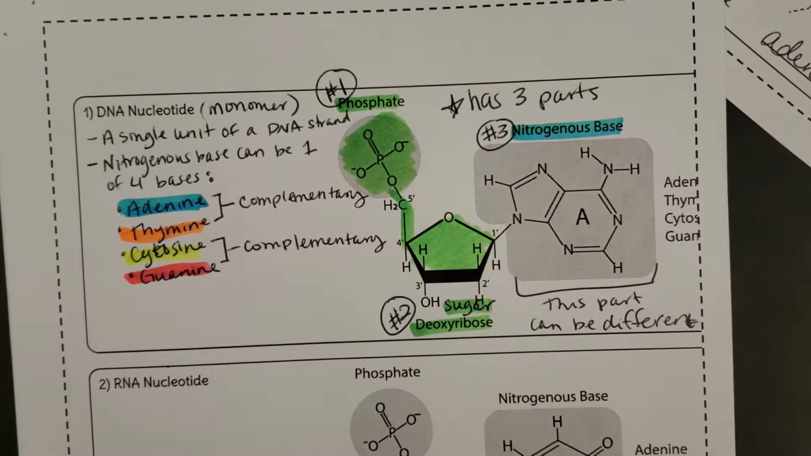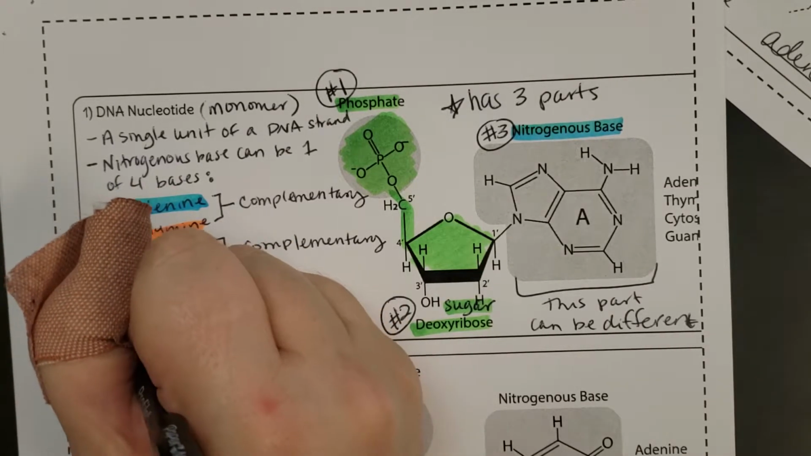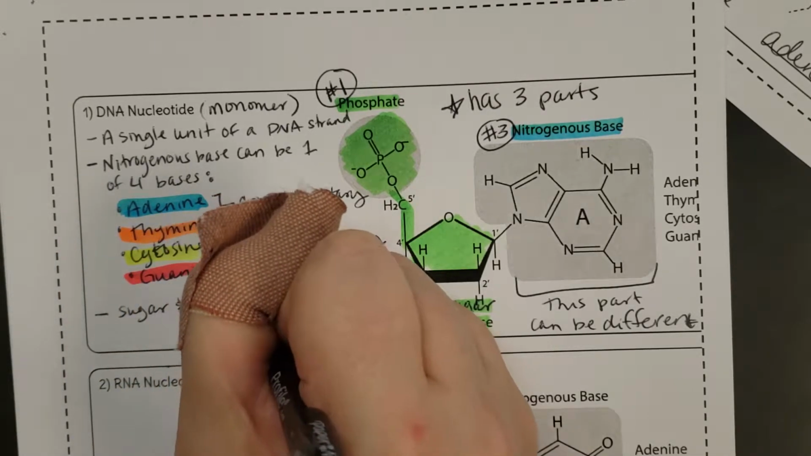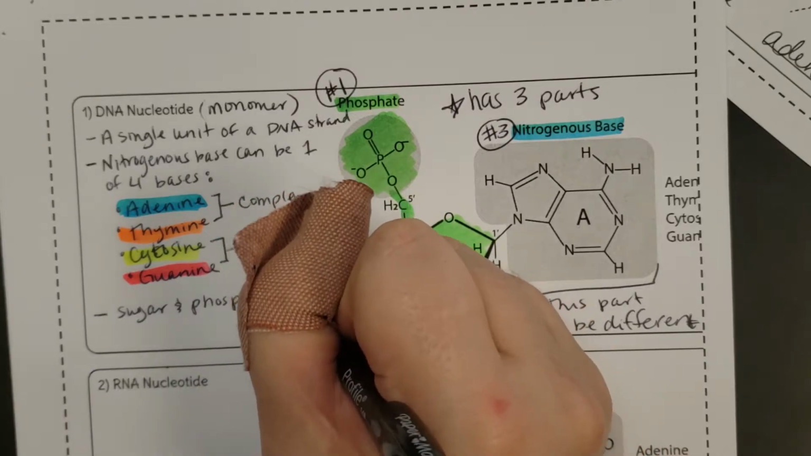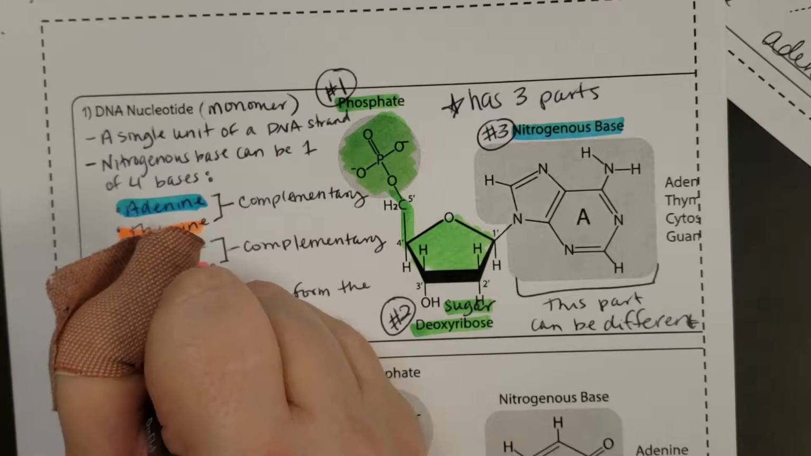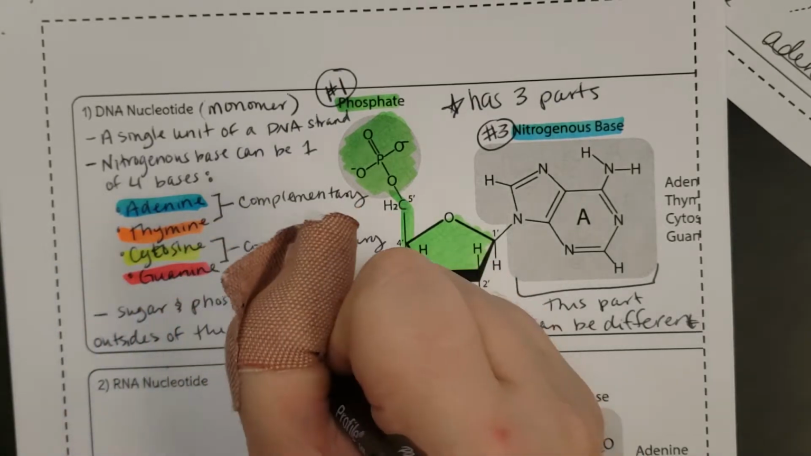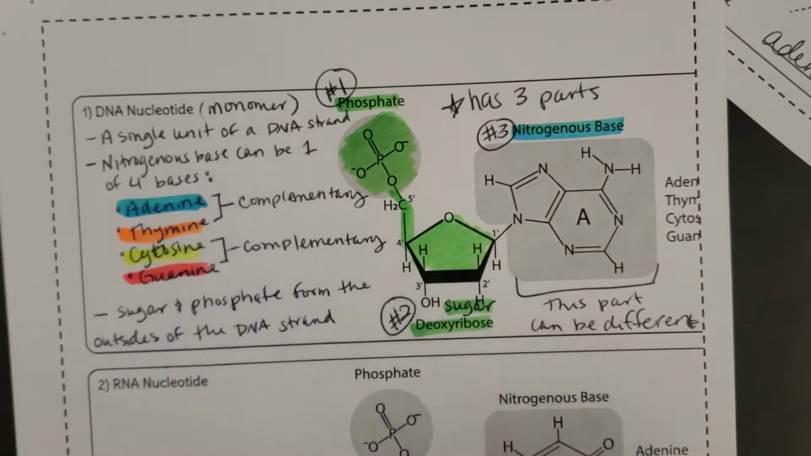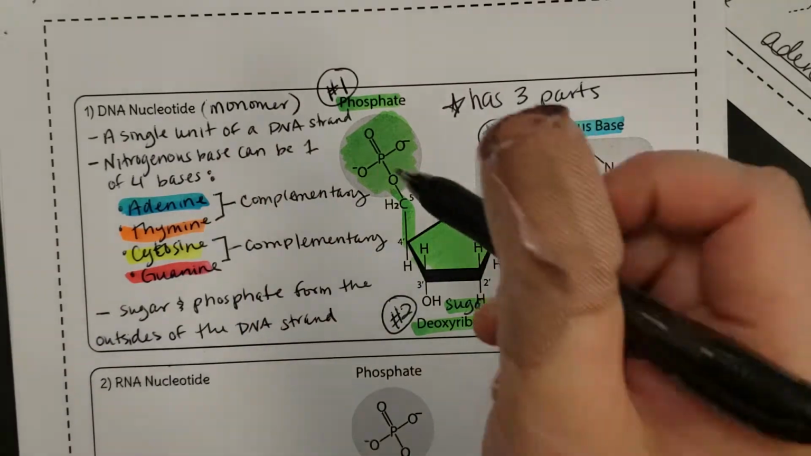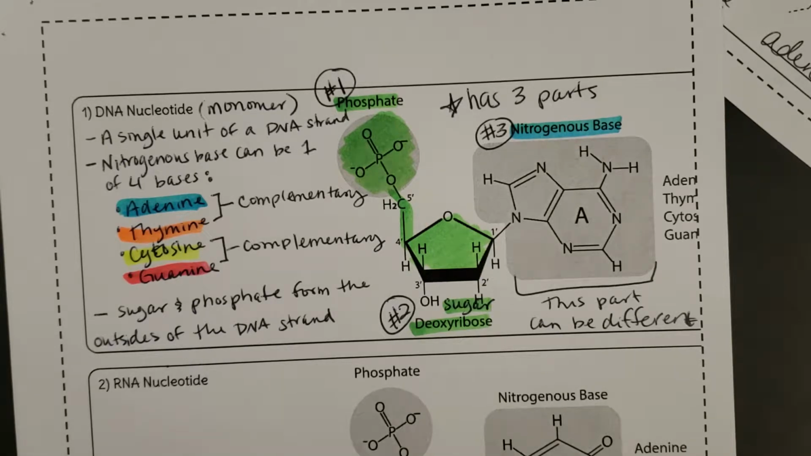All right, the last thing that we're going to write down about our DNA nucleotide is that the sugar and the phosphate form the outside of the DNA strand. Okay, so like I said, DNA has two strands. It's like two like this, and it goes across. This sugar and the phosphate, this is the outside portion of our DNA.